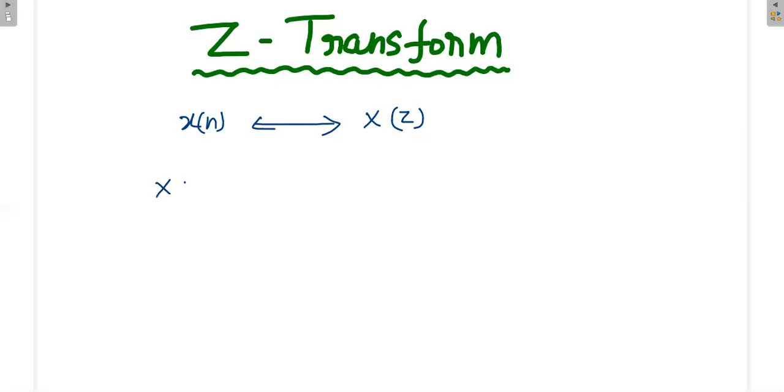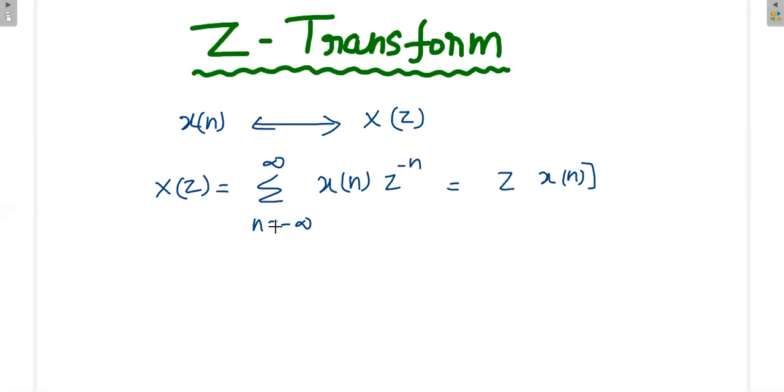Then how to calculate X of Z? Once you have x of n, summation n from minus infinity to plus infinity, x of n Z power minus n. Otherwise we can also write it as Z transform of the discrete signal x of n. This is the general Z transform formula. Then the reverse formula is the inverse Z transform.